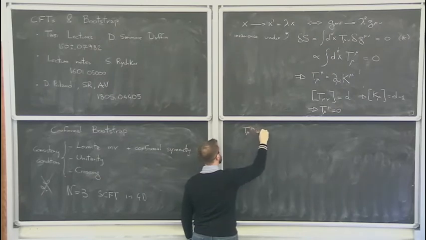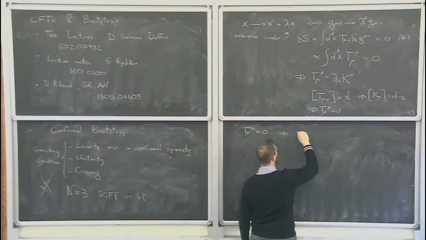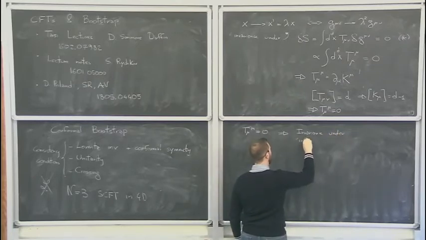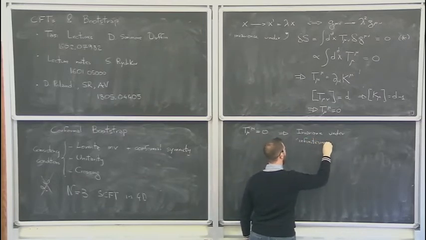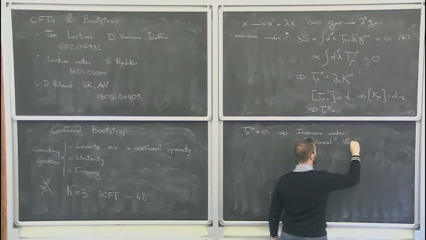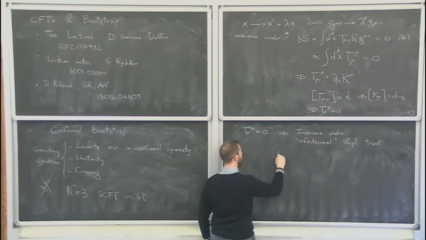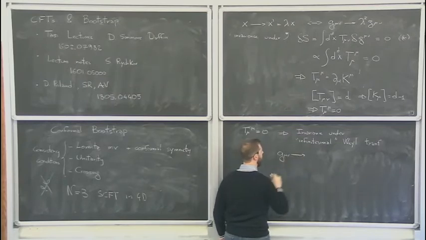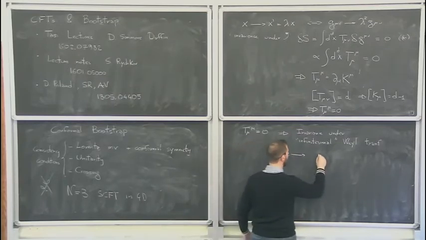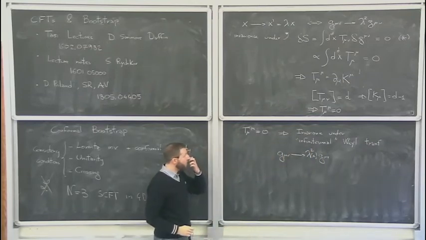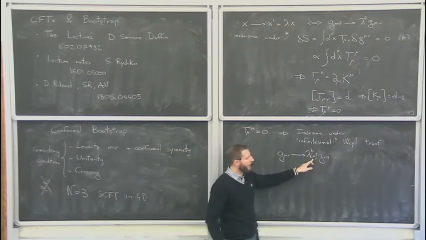T mu mu equal to zero implies invariance under at least infinitesimal Weyl transformation. Which are those transformations where you take the matrix g mu nu and you send it to the matrix itself times a coordinate dependent factor, which I will write like this, lambda squared g mu nu, where lambda now can depend on x.